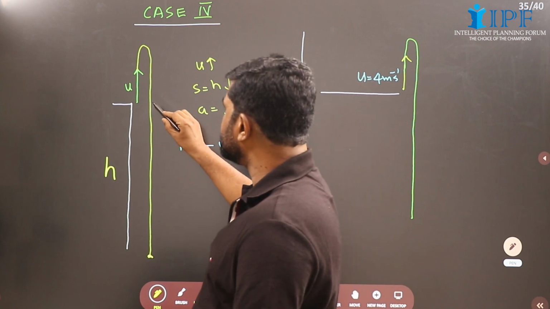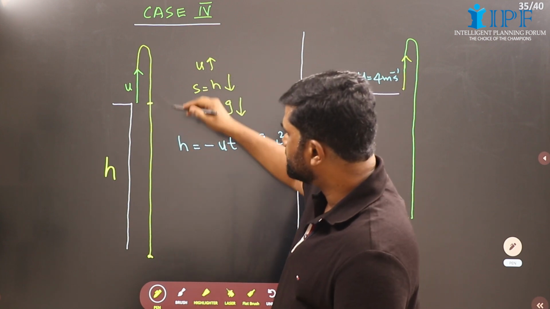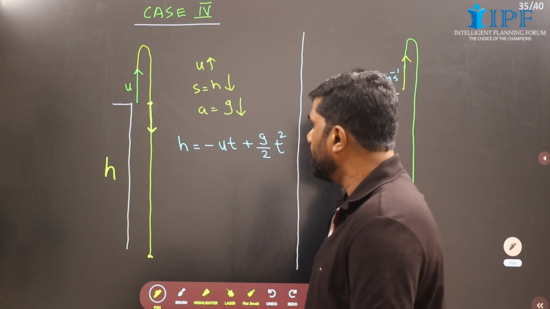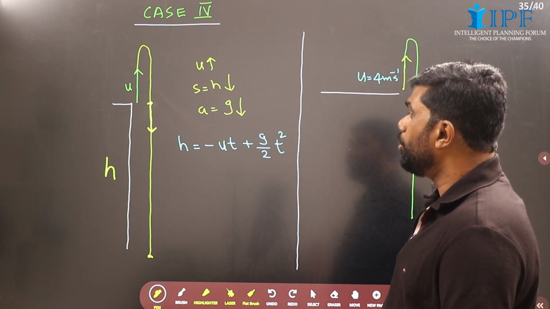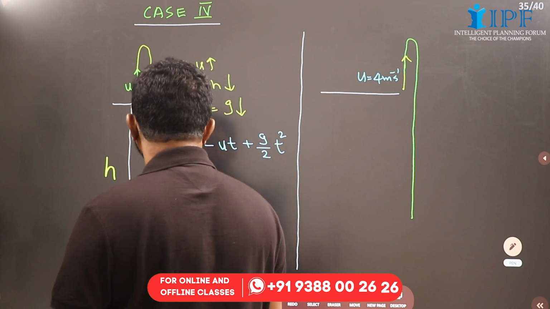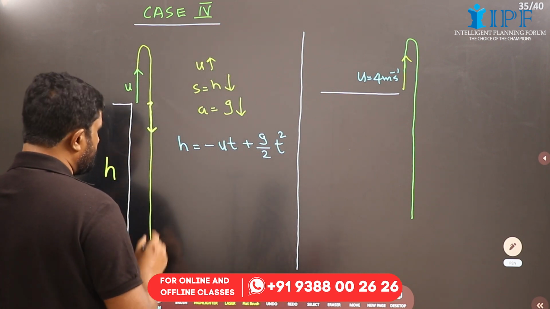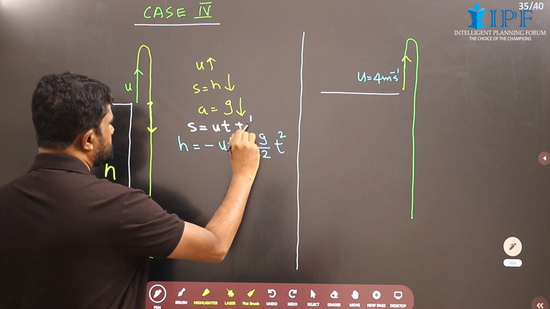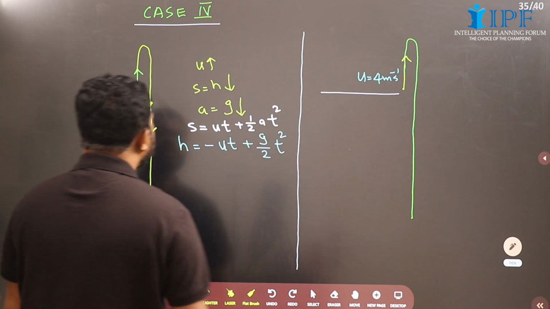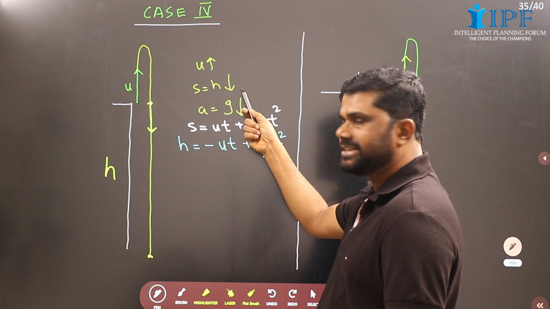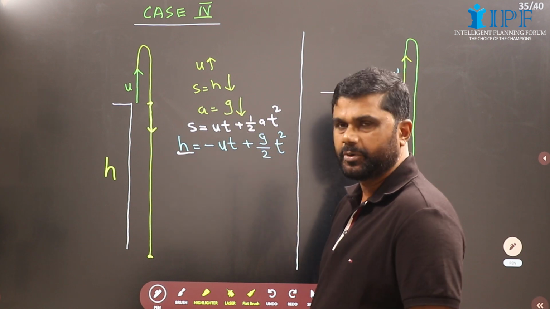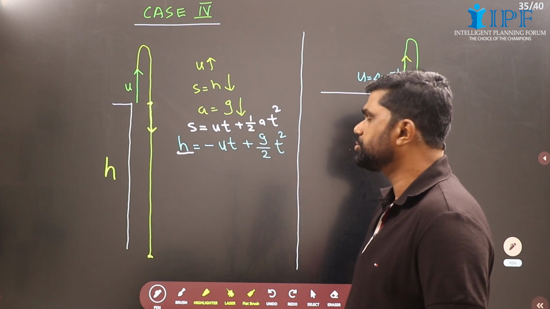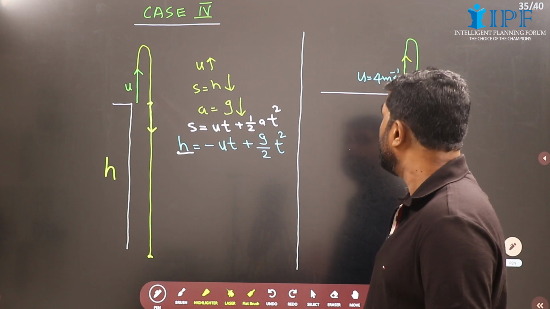Now, when it reaches the same level as the top of the tower during downward motion, its velocity will be u only but directed down. And when it reaches the ground, its velocity will be much more than u. Now let us apply s = ut + ½at² for this body. The displacement is directed down; I have taken downward as positive. So the initial velocity, directed upward, should be negative, and acceleration g downward should be positive. So we get h = −ut + (g/2)t².